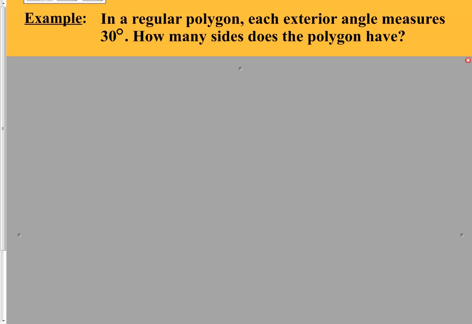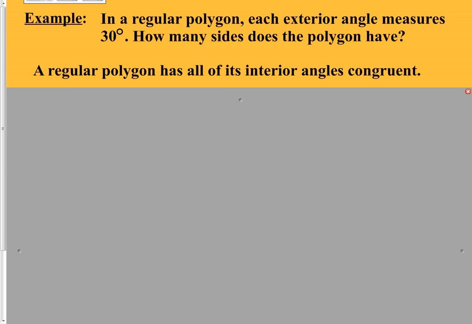Well, let's think about that here for a second. They're saying they have a regular polygon of some kind, and in that regular polygon, each exterior angle measures 30 degrees. How many sides should that polygon have? Well, I think the key here is you better know what a regular polygon is. Remember that term, regular? What does it mean?